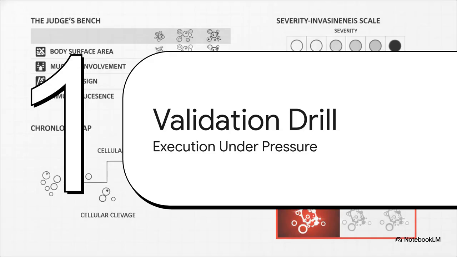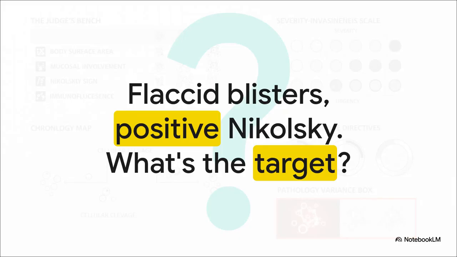Okay, time for our mandatory clinical validation drill, testing execution under pressure. We're going to test your immediate reflex execution on everything we've just audited. Let's look at Vignette 1. A 42-year-old male presents with painful, flaccid blisters across his trunk, extensive oral erosions, and a positive Nikolsky sign where the superficial layers separate with a slight rub.